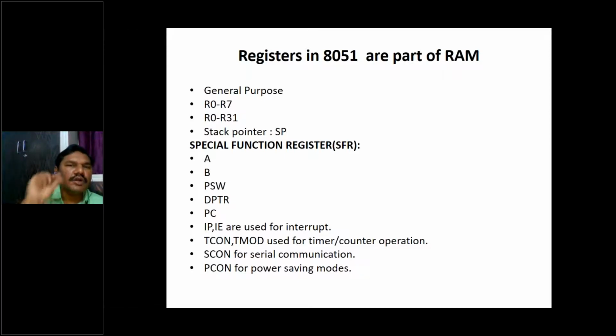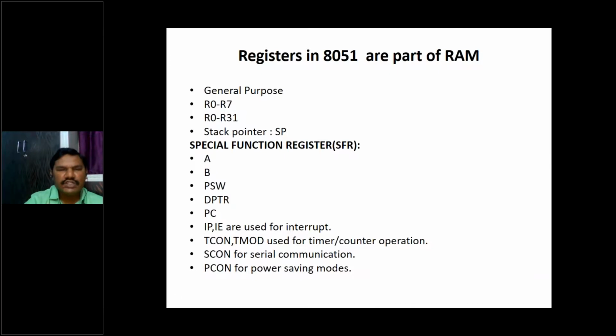There is a register called the program status word, an 8-bit register. Out of the 8 bits of PSW, 2 bits are used for selecting these R0 to R31, which are defined into 8 registers. And remember, each register width is again 8 bits internally.